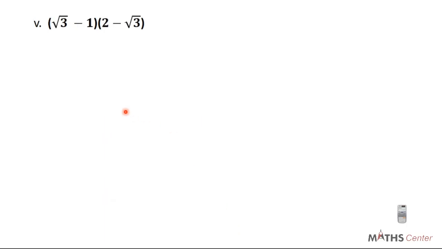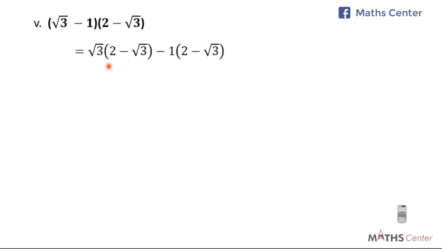We move on to the next example. We have square root of 3 minus 1 in one bracket, 2 minus square root of 3 in the other bracket. So just as we did for the previous example, in this example too, we are going to do the same thing. Remember, you can see from here that all these are in this basic form, so we don't have to reduce anything. So we share square root of 3 over what is here, then we share negative 1 over what is here. So let's do that.